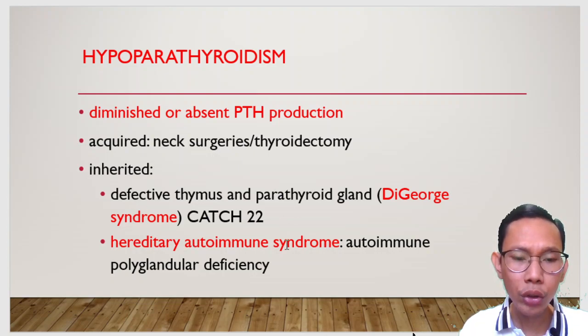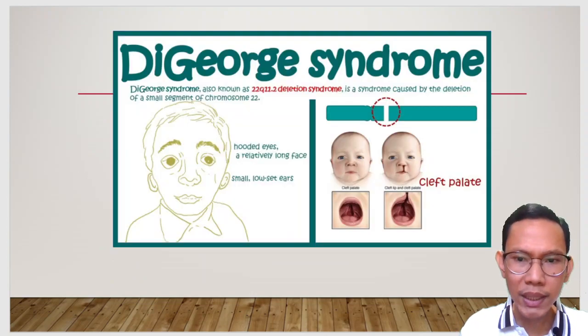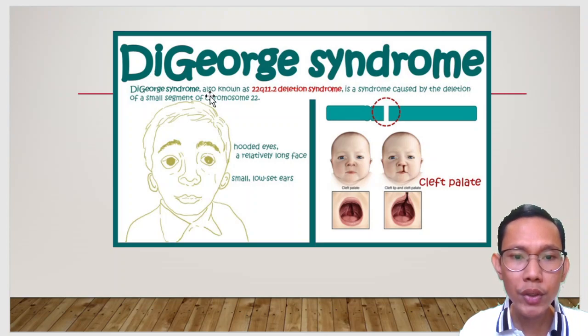Hereditary autoimmune syndrome or autoimmune polyglandular deficiency is also an example of inherited hypoparathyroidism. So this is now our DiGeorge syndrome. Again, DiGeorge syndrome. Ano nga yun? Catch-22. Ulit-ulitin natin ha. Catch-22. Cardiac problem or cardiac anomaly. A, they have abnormal facial feature or abnormal fascia. Ano yung abnormal fascia na yan, Doc? Hooded eyes, relatively long face, small and low set ears. So that's your abnormal fascia.